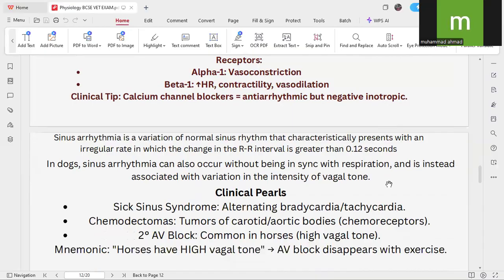Sinus arrhythmia is the variation of the normal sinus rhythm that characteristically presents with an irregular rate, in which the change in the RR interval is greater than 0.12 second. In dogs, sinus arrhythmia can also occur without being in sync with the respirations. It can occur without any synchronization with the respiration, and is instead associated with the variation in the intensity of the vagal tone.